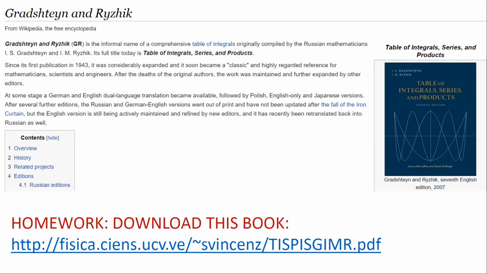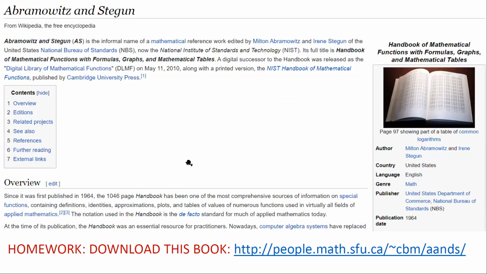It is absolutely wonderful. There are lots of books. This is one of the most famous. Another one that's very famous is Abramowitz and Stegun. And again, the homework problem is to download this as well. So this is the easiest, I think, 20 points you could ever get on a homework assignment. What's really nice is... Wait, it's both books? Yes, you have to download each book. Okay. So you should have both books.